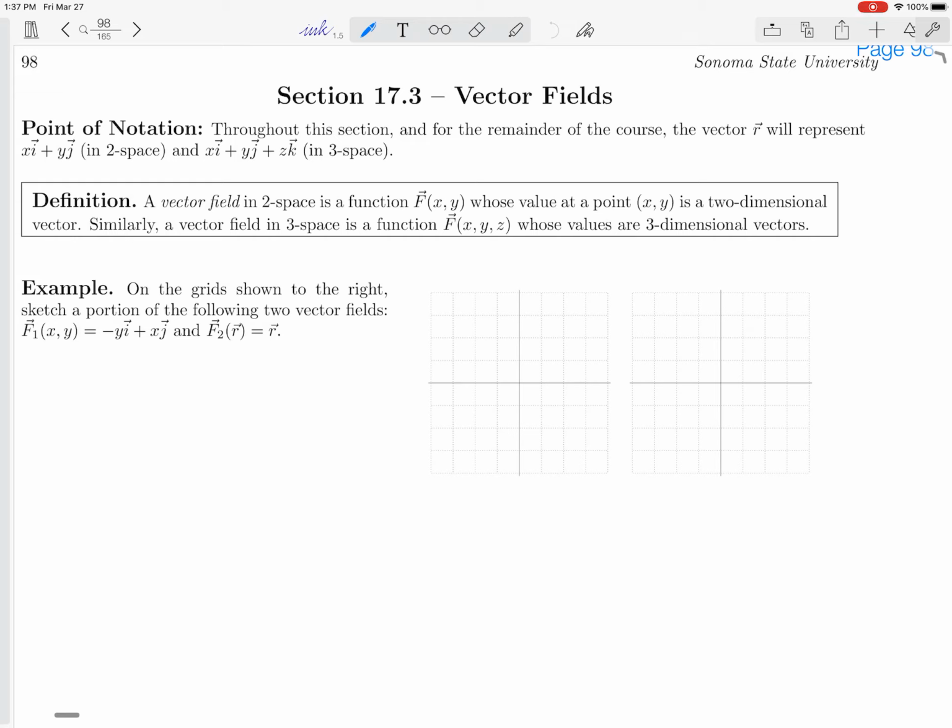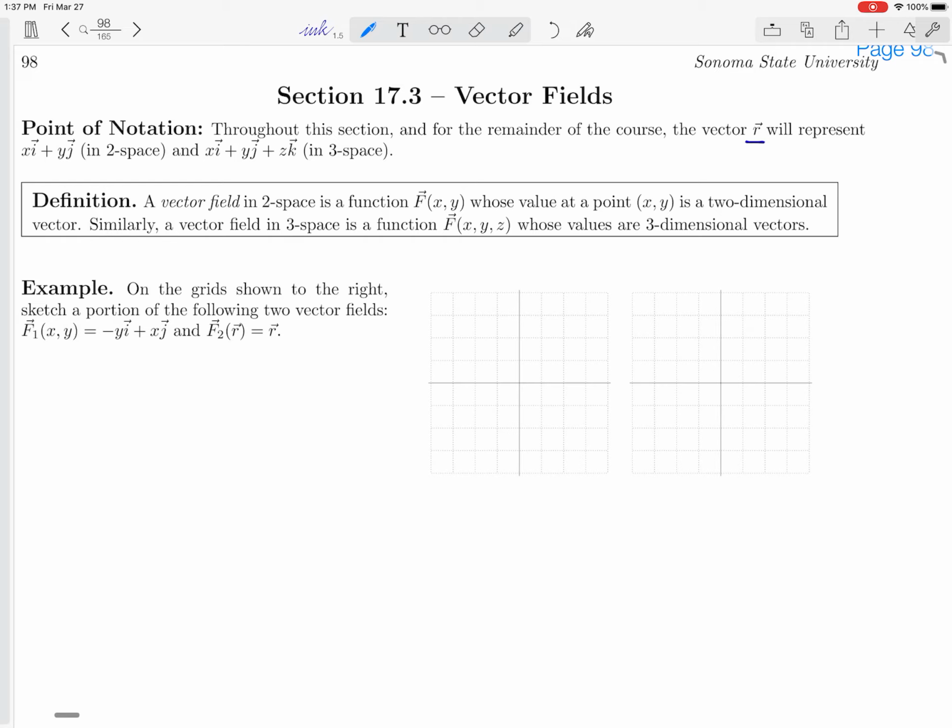Hello everybody. In section 17.3 we are going to talk about vector fields. And before we get into the first example and look at an actual vector field, there are a couple of definitions and first a point of notation.